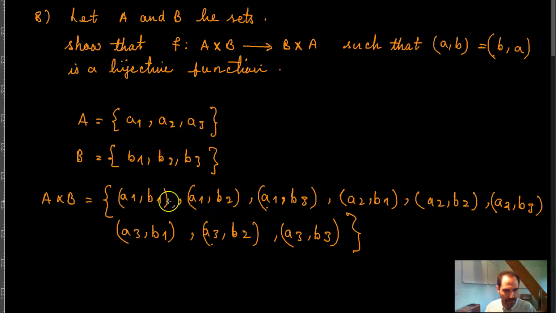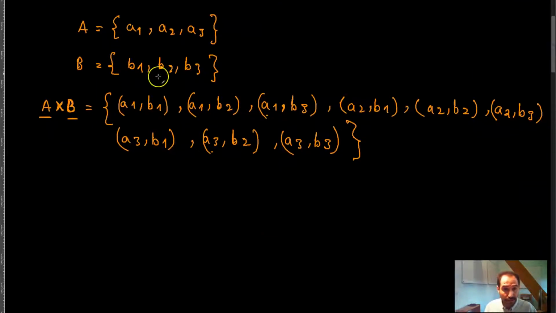So you can see that these are all the ordered pairs that you can form from these two sets. The first element is going to be from the set A, the second element is going to be from the set B, and that is the Cartesian product of A and B, meaning A times B. And you can see that A comes first here, B comes second here.